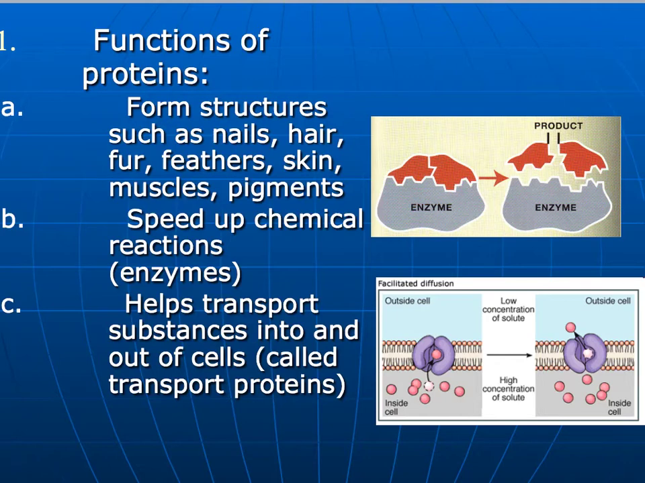What is the function of proteins? Well, there are structural functions of proteins. For example, your nails, your hair, fur, feathers, skin, muscles, and pigments in your cells that make up the color of hair and skin are proteins. They're also used to speed up chemical reactions, in which case we call them catalysts, or more specifically in biology, enzymes. And they also exist to transport substances into and out of cells. Those are called transport proteins, and that allows only certain things in and out of the cell. It acts like a doorway of sorts, or a gate.